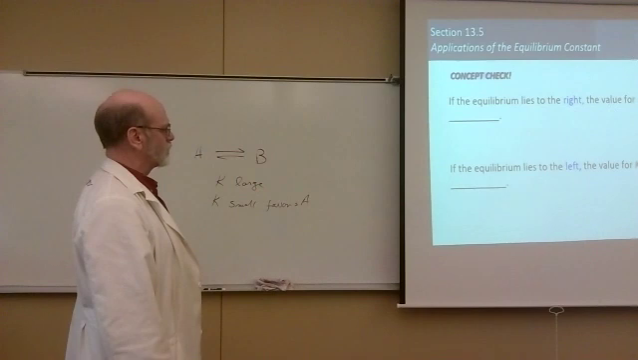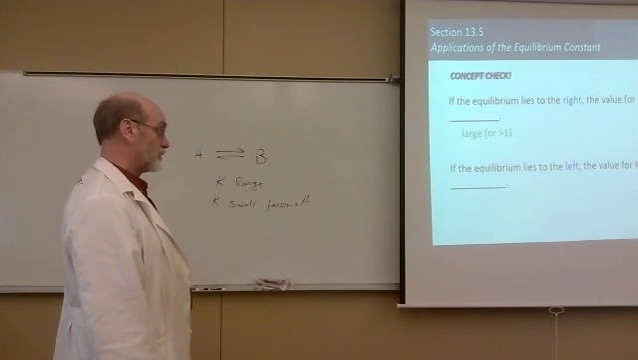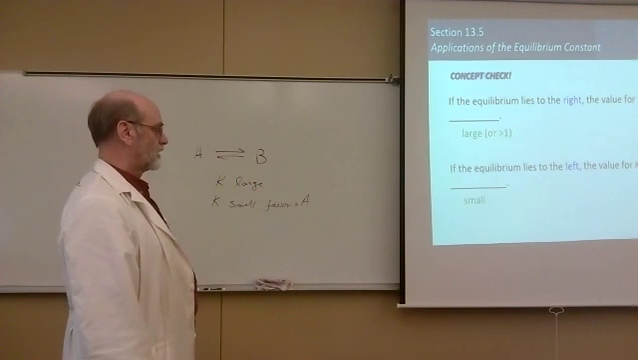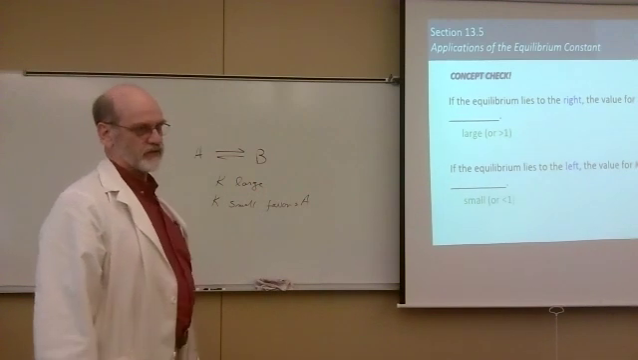So if the equilibrium lies to the right, the value of K is large, or much, much greater than 1. And to the left, it's small or much, much less than 1.